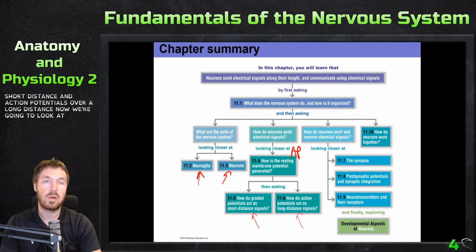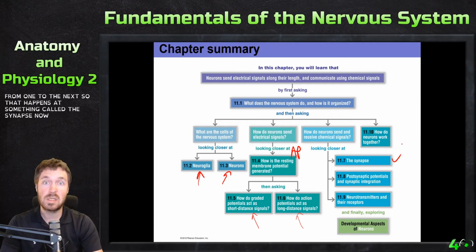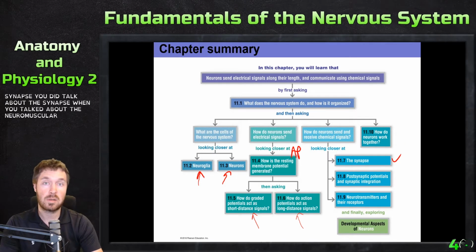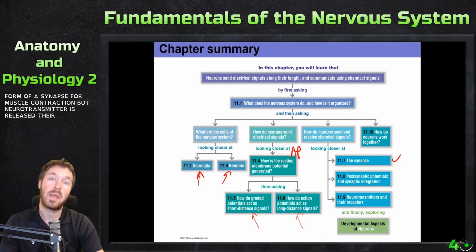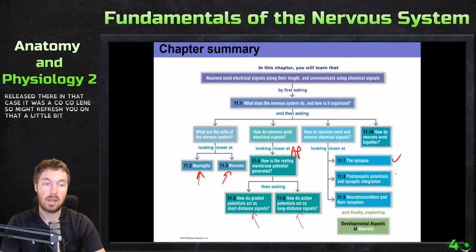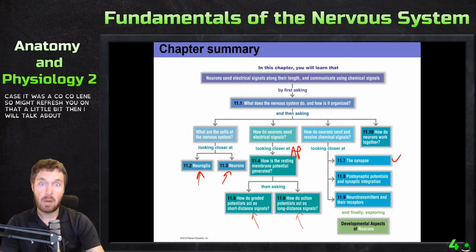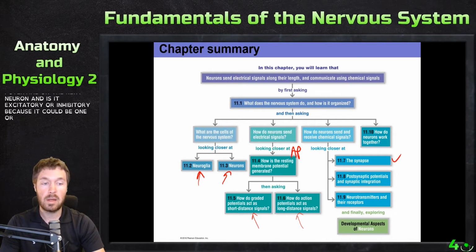Now we're going to look at how neurons communicate with the next neuron. We have to send that signal from one to the next. So that happens at something called the synapse. Now, you did talk about the synapse when you talked about the neuromuscular junction. It's just a slightly different form of a synapse for muscle contraction. But neurotransmitter is released there. In that case, it was acetylcholine. So that might refresh you on that a little bit. And we'll talk about how we summate that potential on the next neuron, and whether it is excitatory or inhibitory, because it could be one or the other.